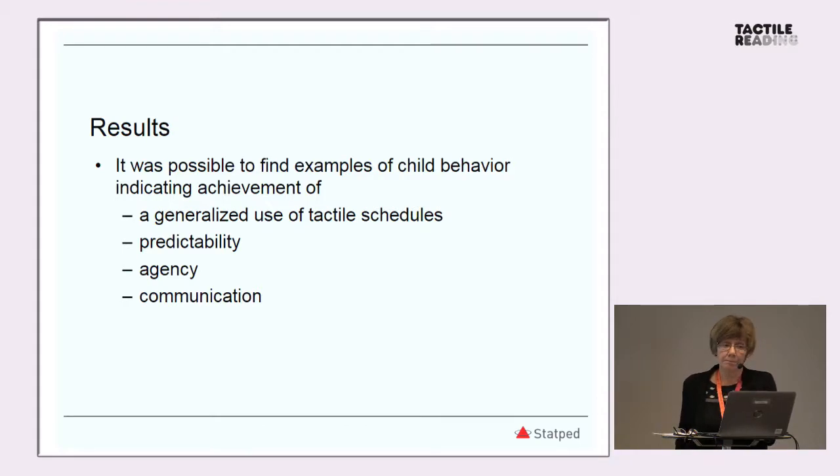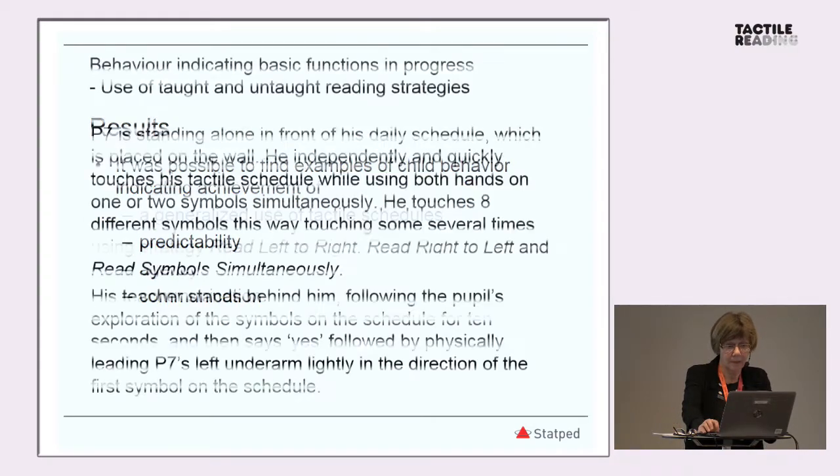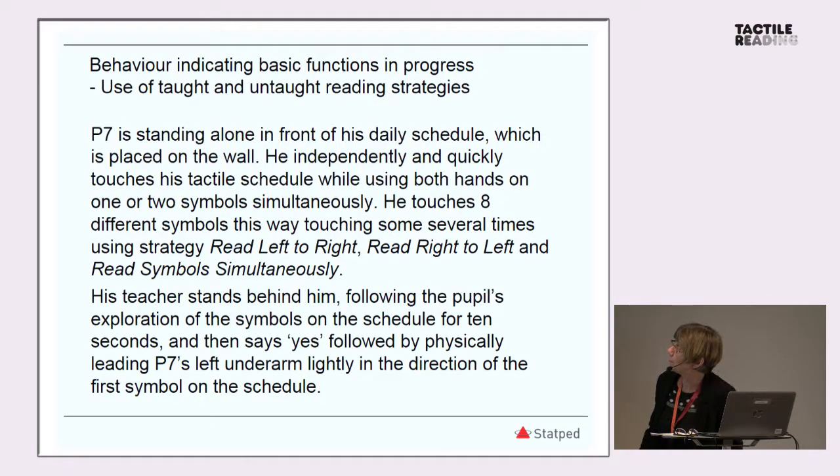It was possible to find examples of child behavior indicating achievement of a generalized use of tactile schedules, predictability, agency, and communication. And these goals are more or less observable. So we had variables describing when we thought it was agency or predictability. I'm going to read one example, which is an example where the behavior indicating basic functions in progress, use of taught and untaught reading strategies.